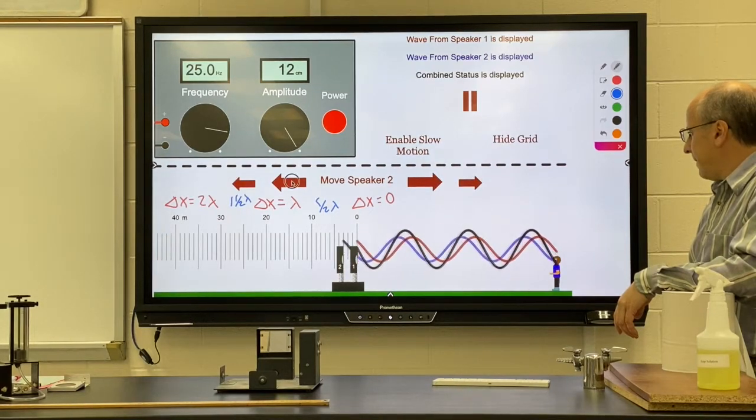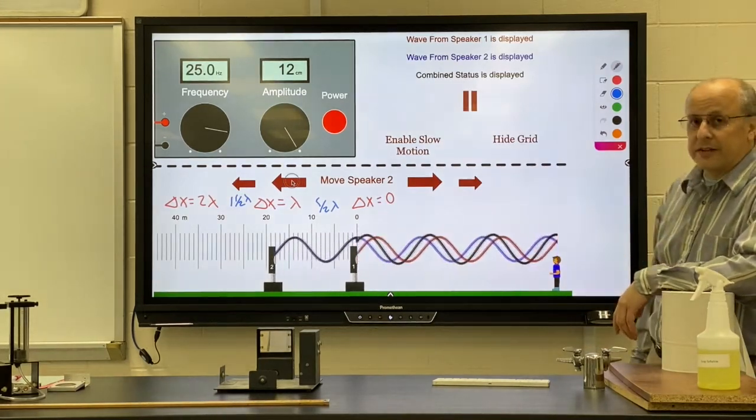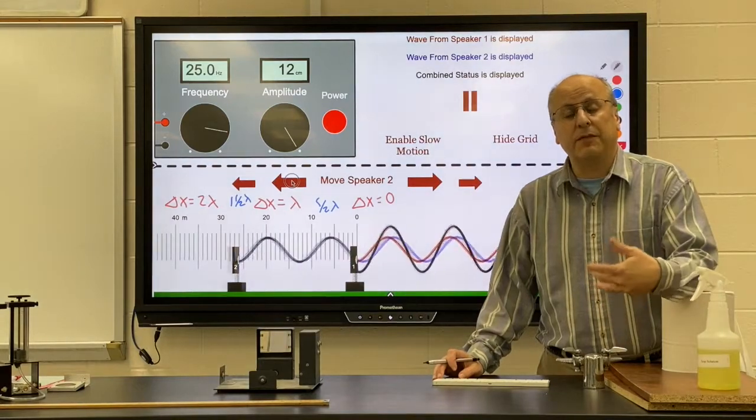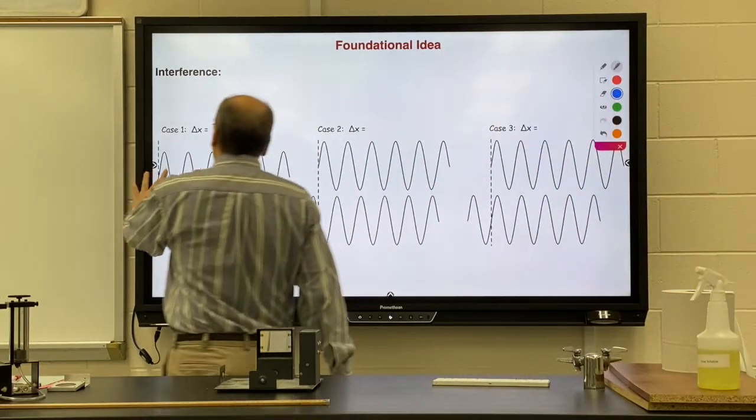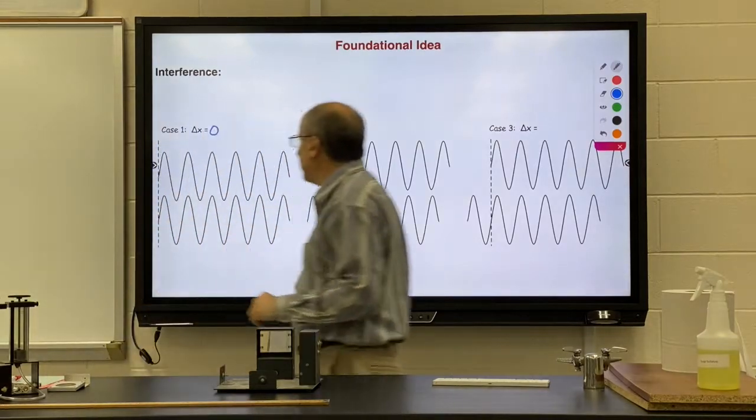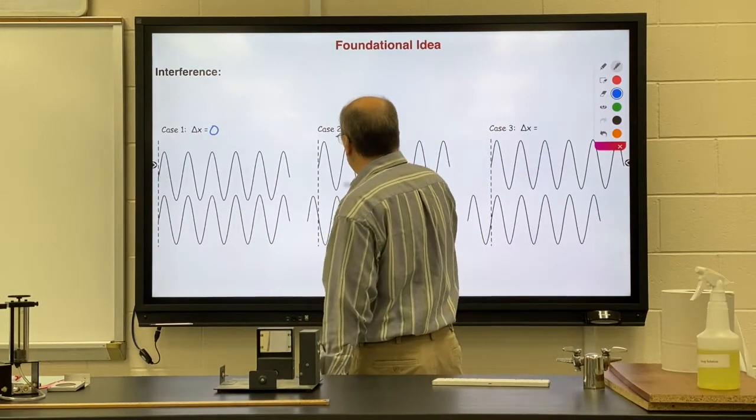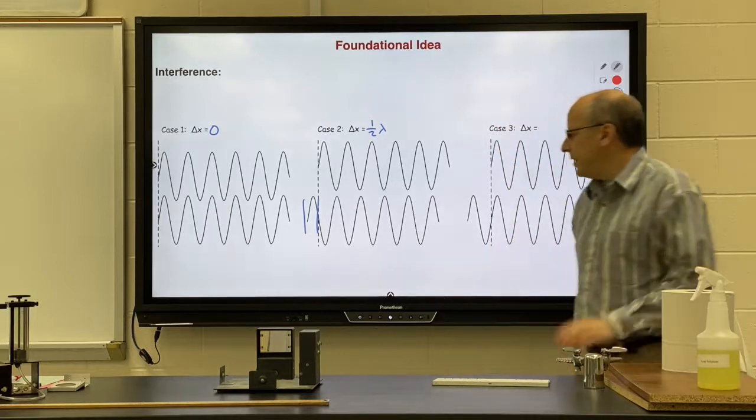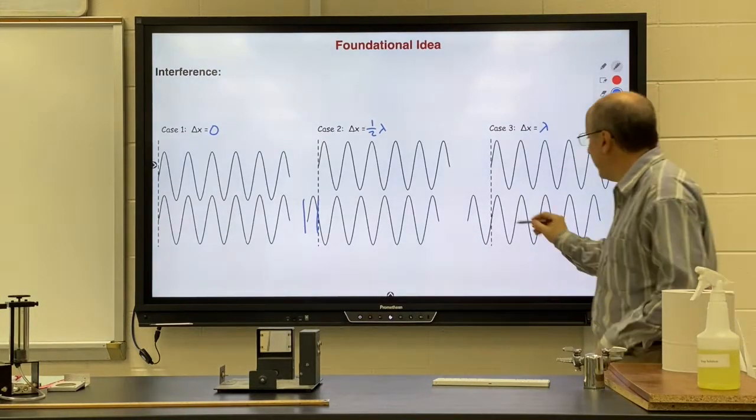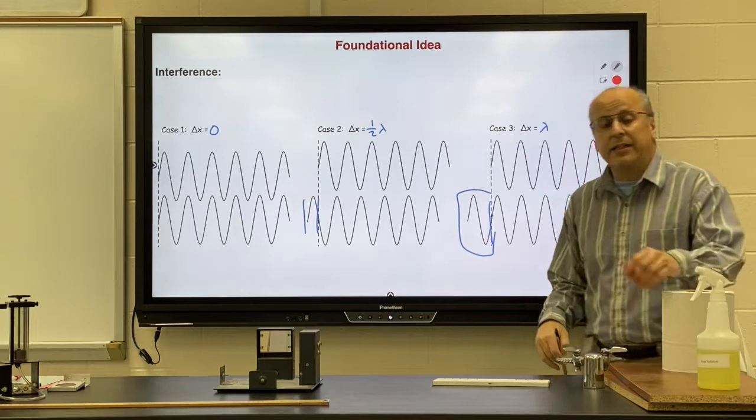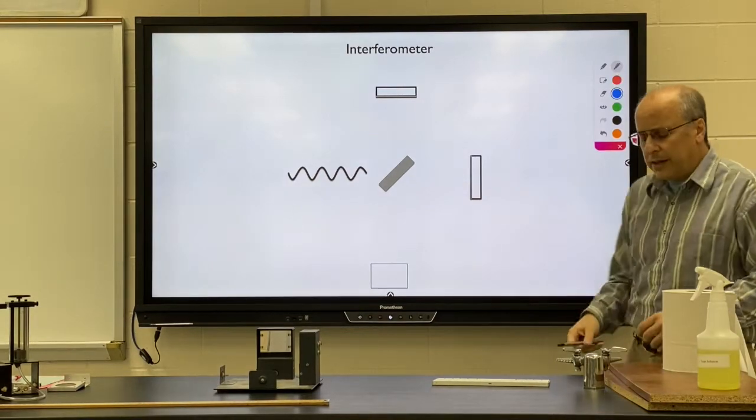Constructive, destructive, back to constructive. Okay? So this pattern will repeat itself almost indefinitely. If you'd like a little summary, when the two waves travel the exact same distance, so the difference in distance is 0, it's constructive. If it traveled an extra half wavelength, as you can see right here, half a wavelength back, that's destructive. And then another half wavelength to give us a full wavelength, you can see, extra wavelength. This produces constructive again.